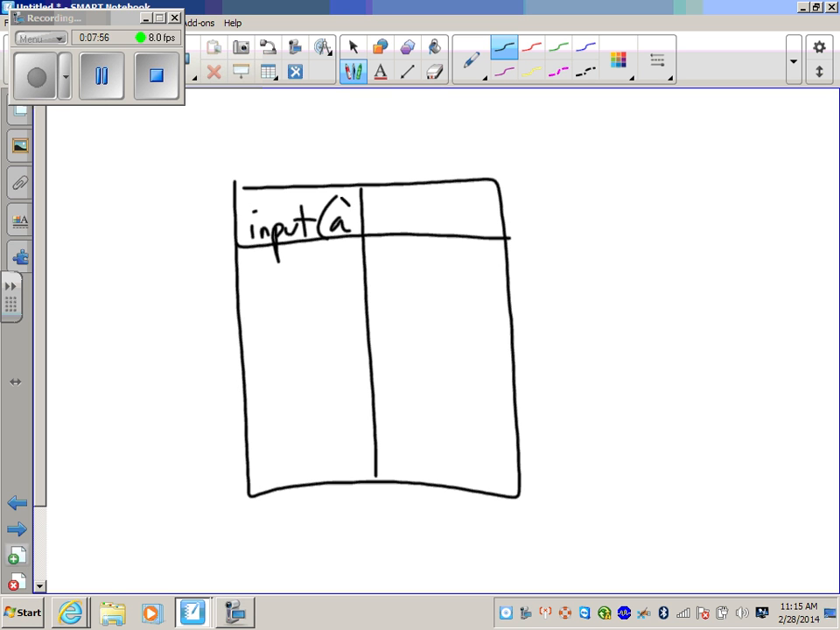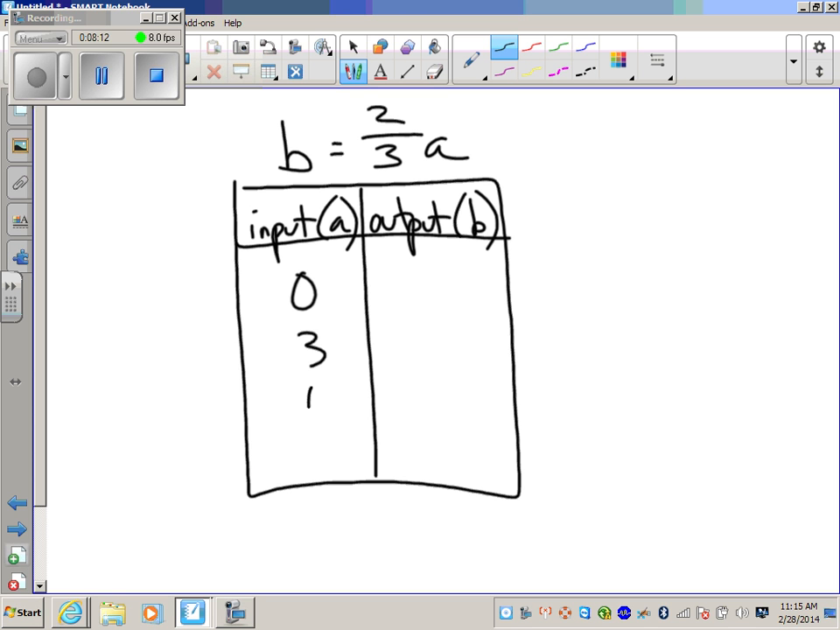Input, let's call A this time. Output, we'll call B. Two-thirds A: 0, 3, 6, 9. Now, when we see something like this, you say, uh-oh, a fraction.